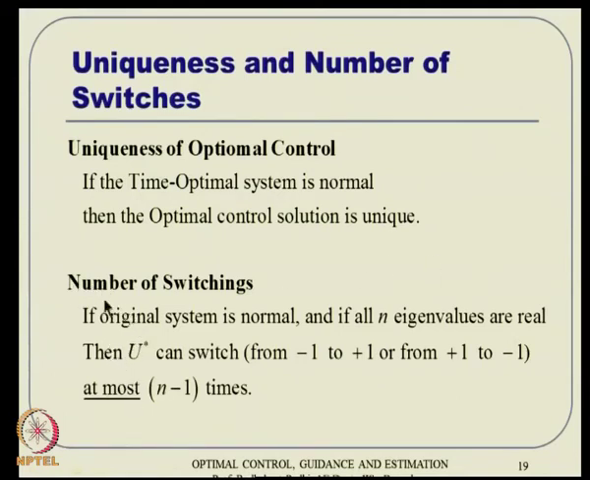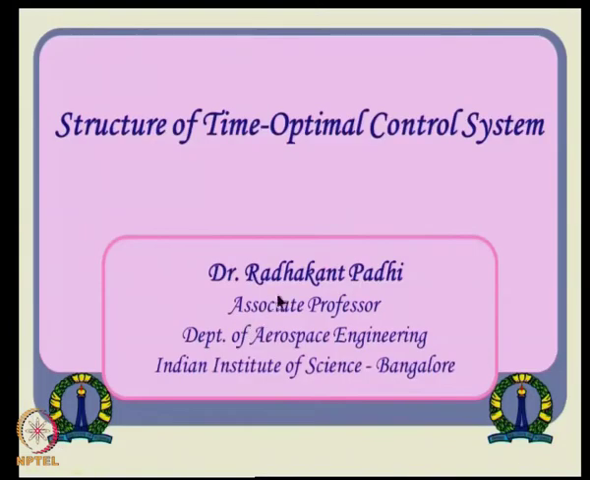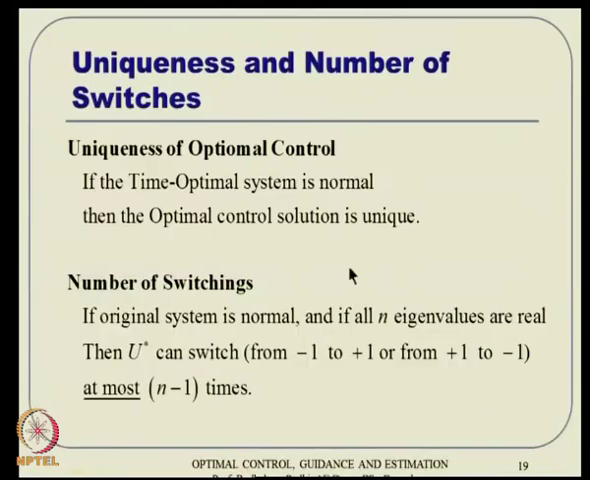The theorem tells us that if the original system is normal, that means state controllable, and if all n eigenvalues are real, then u star can switch at most n minus 1 times. That means all switchings from minus 1 to plus 1 and from plus 1 to minus 1 counted, the maximum number of switches can be at most n minus 1. These are observations which will help us a little later also.